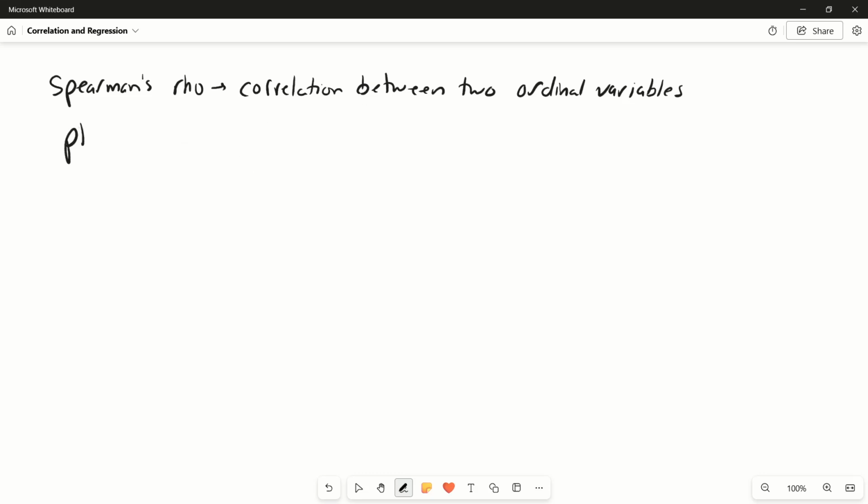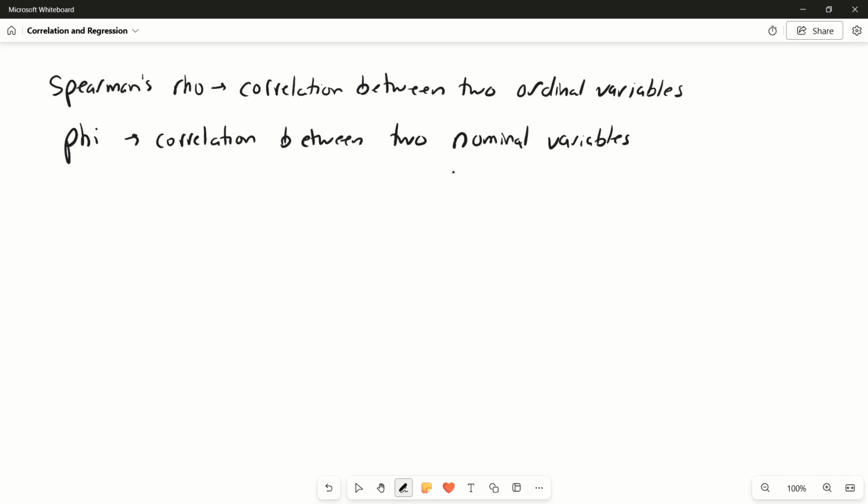Then you have something called phi. Phi is a correlation between two nominal variables. So let's say I wanted a correlation between gender and ethnicity. Does gender correlate with ethnicity? I don't know. I mean, we can compute it.